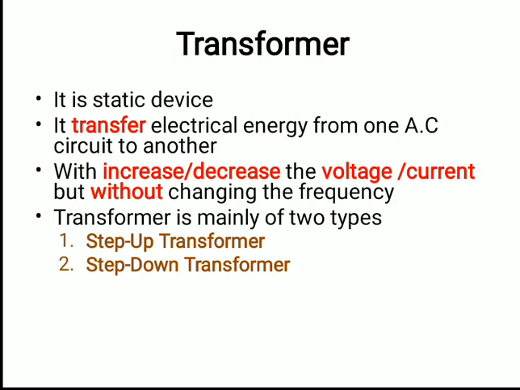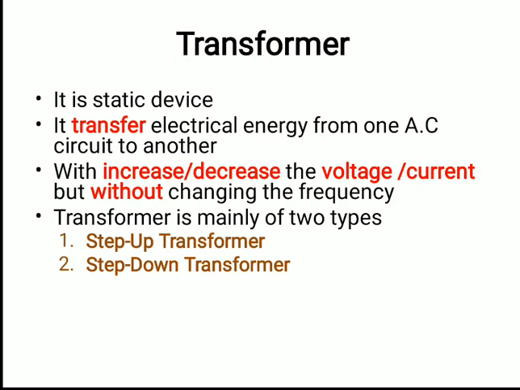So a transformer is a static device, first of all. Why is it a static device? Because it doesn't have any moving parts. Moving means rotating, something like that. So it doesn't have any moving or rotating part. That is why it is a static device.